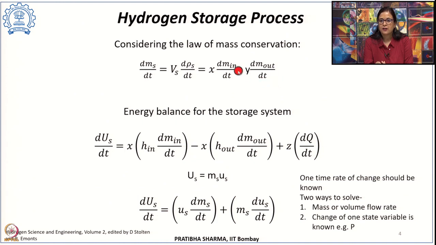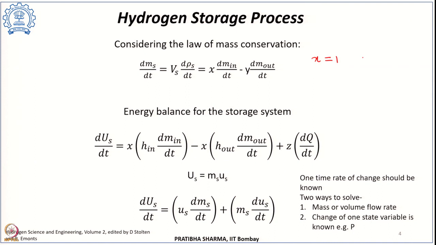So, dm in by dt is the mass entering per unit time, and dm out upon dt is the rate at which mass leaves the storage unit. These coefficients x and y are used to demonstrate whether it is a filling process or a removal or withdrawal process. If it is a filling process, then x is equal to 1 and y is equal to 0. However, during the discharge or delivery process, x is taken to be 0 and y is taken to be 1.